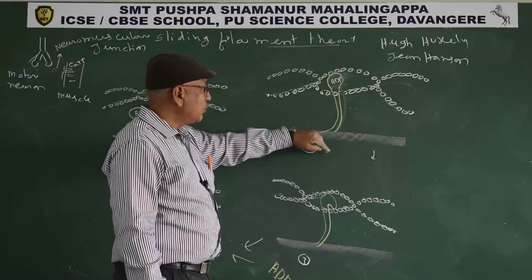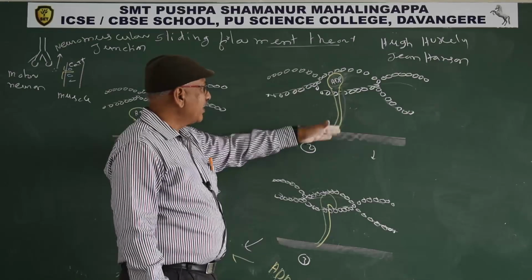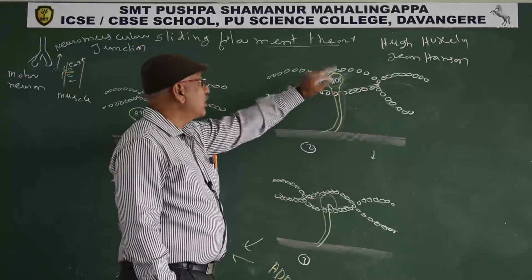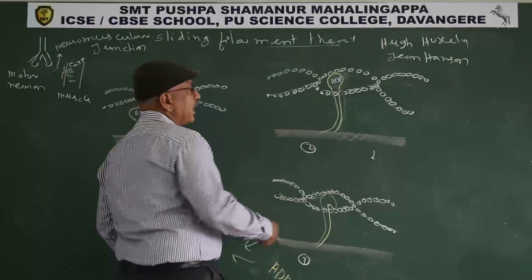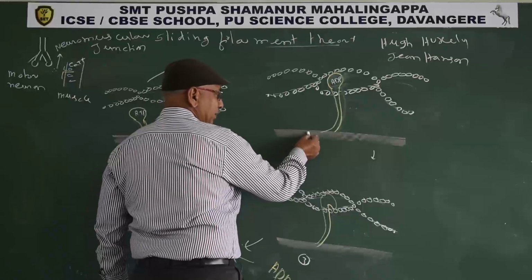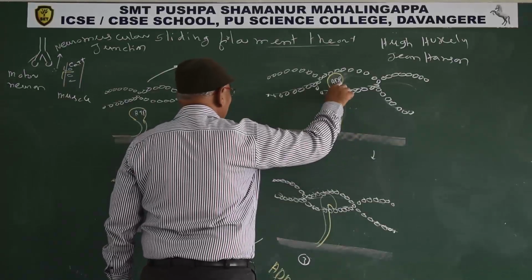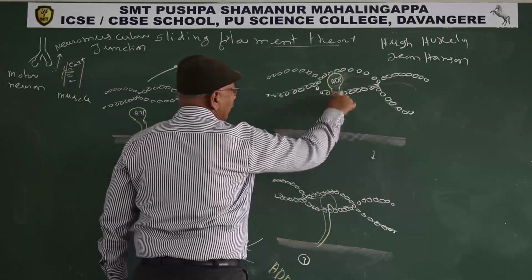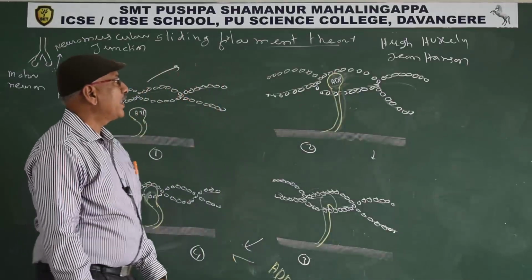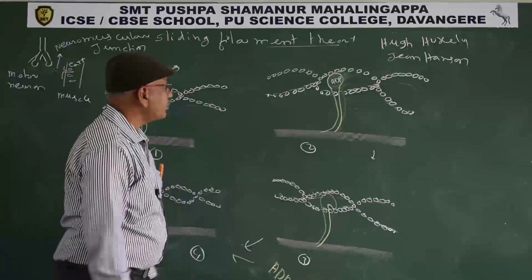As a result, cross bridge is formed. Myosin filament and actin filament are connected by a cross bridge. What is cross bridge? Cross arm plus active site of actin protein. You already know, tail remains in the myosin filament. Short arm and head together are known as cross arm. Cross arm is connected to the active sites of actin protein. As a result, cross bridge is formed.